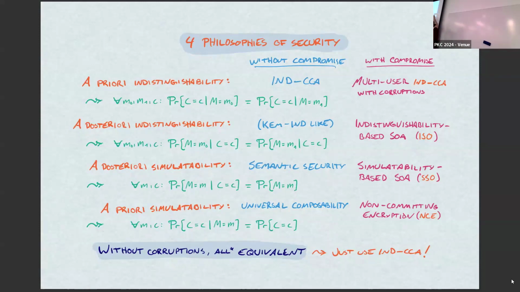But with compromise, you get a very different scenario. On the top here, you get this multi-user NCCA with corruptions, which I was talking about in the beginning. And then you get these notions of selective opening attacks. You have two versions: one is indistinguishability based, and one is simulatability based. And then here you get non-committing encryption at the end. Interestingly, there are a lot of papers from the past 10 years or so studying how the SOA notions relate to each other. It has been shown that simulatability-based SOA is strictly stronger than indistinguishability-based SOA, which is strictly stronger than NCCA once again. So there's an implication in this direction and a separation in this direction. The same goes for non-committing encryption, so you get a neat hierarchy out of this.